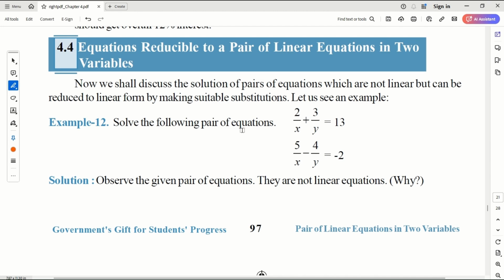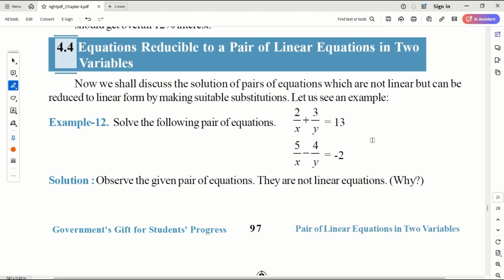Solve the following pair of equations: 2 by x plus 3 by y equal to 13, 5 by x minus 4 by y equal to minus 2. If you look carefully, first thing is they are not linear equations because the power is minus 1, x power minus 1, y power minus 1, right? Then how to solve these problems? But if you look at 1 by x and 1 by y, if you keep the constants 2 and 3 aside, the variables are 1 by x, 1 by y in both cases, correct? So which are the same.